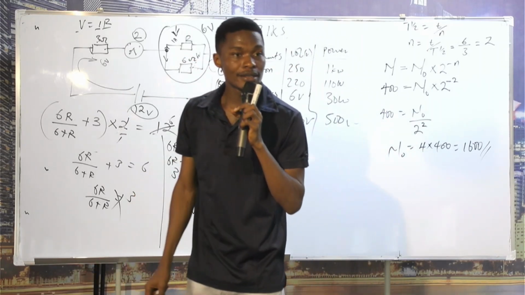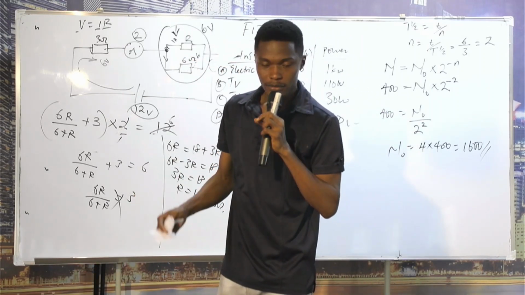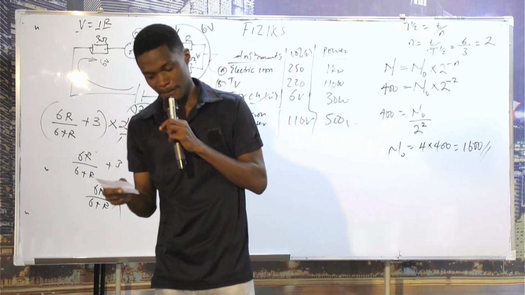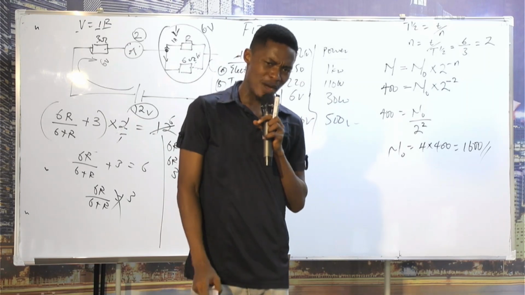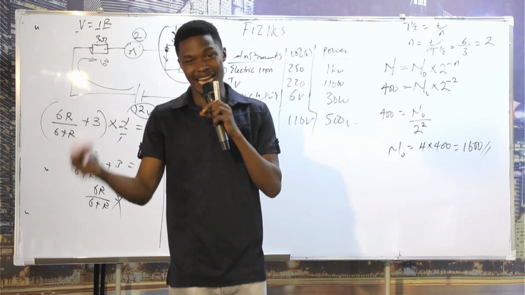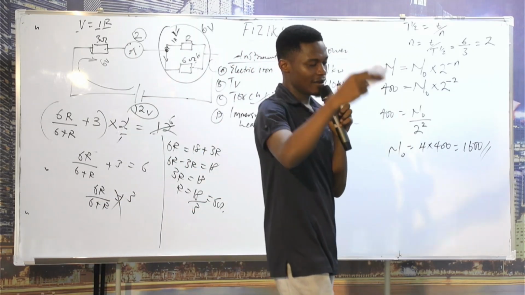Open pipe. If it is an open pipe, if the fundamental is 40, the next one should be 80, that is 2 times. Next one is 3 times, 120. Next one is 160.